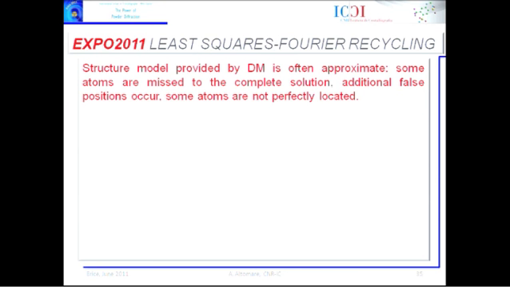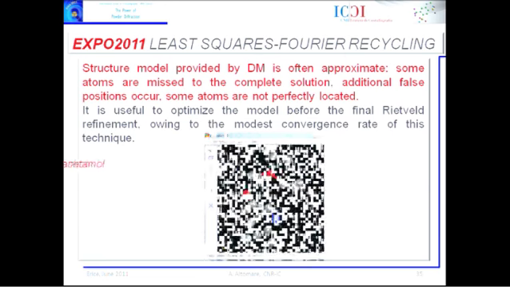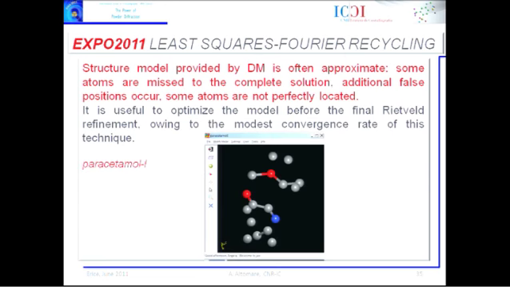So some atoms are missed in the complete solution, false positions are present, and some positions are far away from the true ones. It is necessary to improve such a model before the final Rietveld refinement, because we know that the Rietveld method has a modest convergence rate, and therefore it needs a good starting model in order to obtain a good outcome. This is the structure model we obtained for the paracetamol structure just after the phasing process by direct methods.